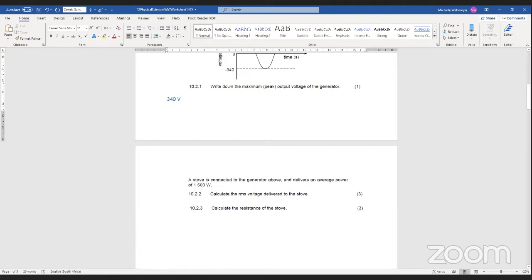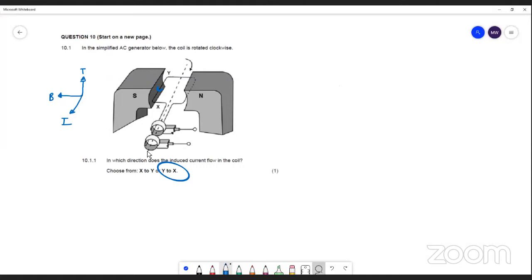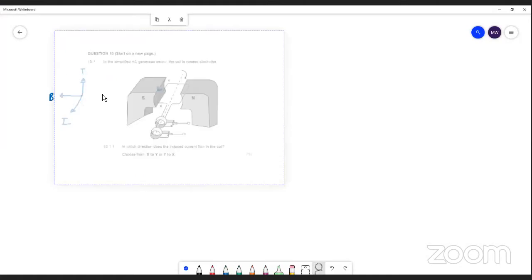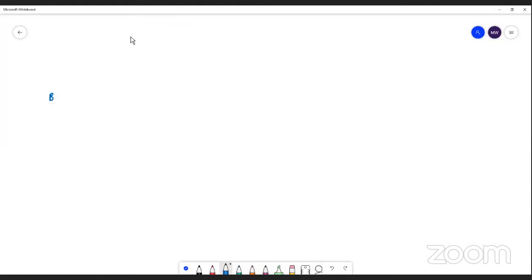Okay, so I'm just going to get my whiteboard. They wanted the RMS value. So VRMS is equal to Vmax over square root of 2. So in this case, we said that our Vmax was equal to 340.